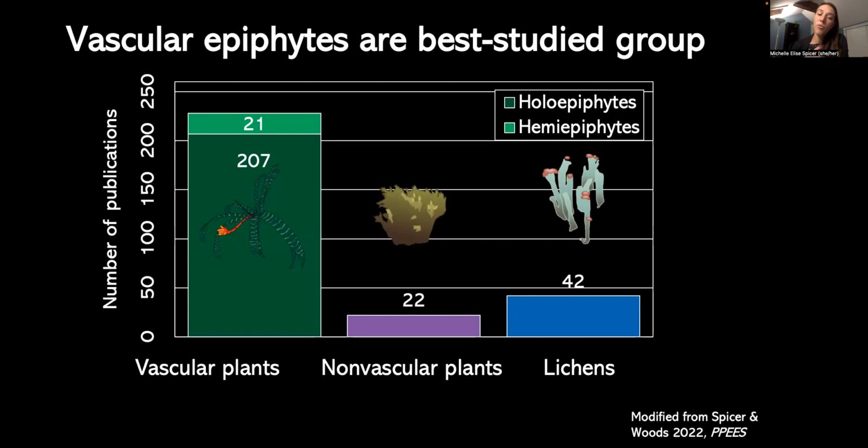You can see overall we had a very few number of non-vascular plant epiphyte biotic interactions papers, only 22 total, and then 42 for lichens.